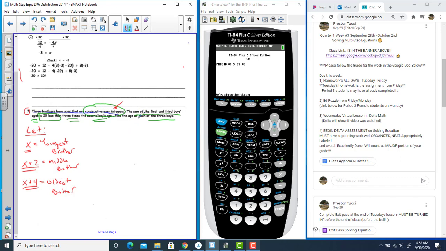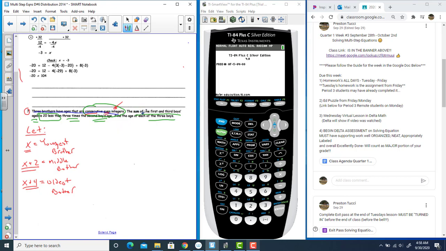Underline, circle, star important information. Read the question as many times as you need to. Set up an organizational statement, and hopefully put the appropriate relationships together. Three brothers, whose ages I don't know, I've represented as three expressions: x, x plus 2, x plus 4. Because their ages are consecutive, one right after the other, even integers means I must be counting by 2.